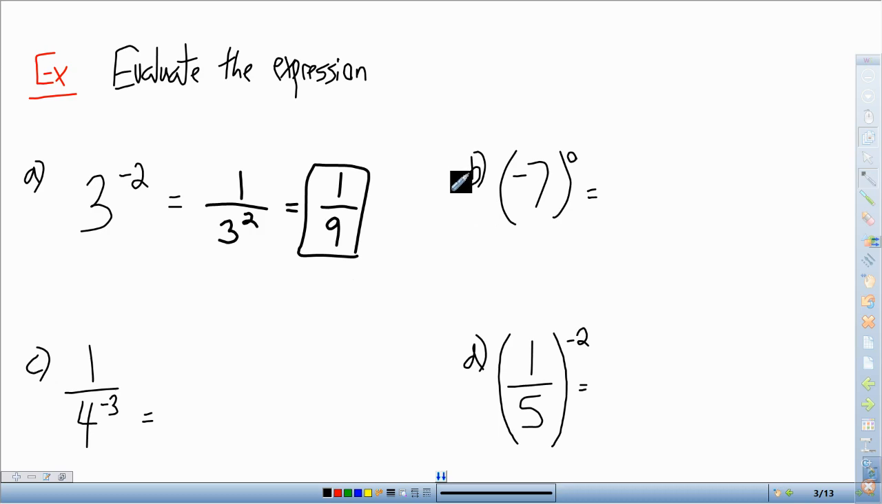Taking a look at letter B, we have a negative 7 to the power of 0. It doesn't matter if the number is negative, positive, whatever, anything to the power of 0 is 1. We're done.